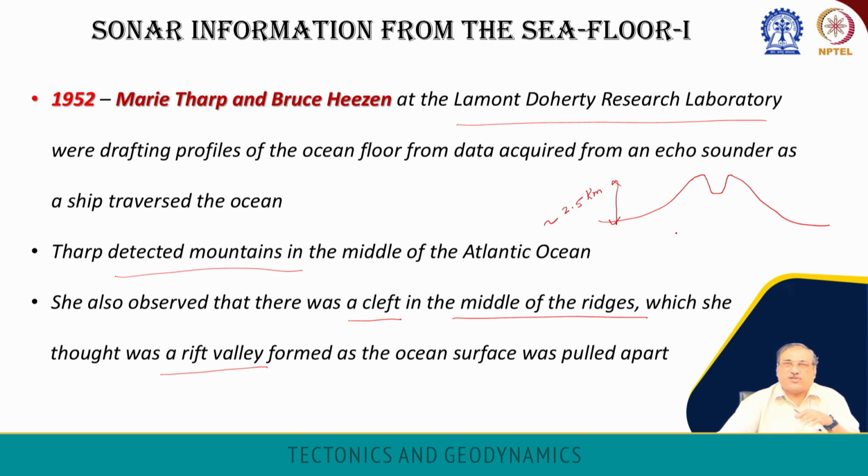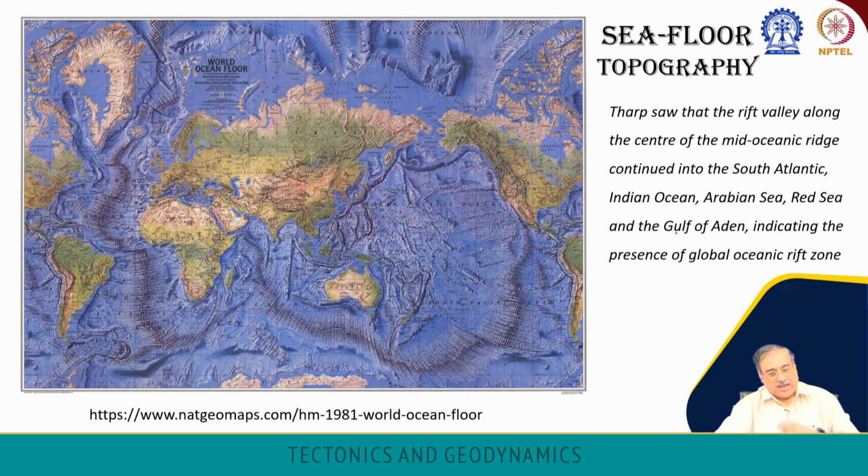Now, what Marie Tharp was saying at that particular time was revolutionary, because she was trying to say that the middle of the oceans were not passive, they were extremely active entities. Now, through the ages, she was given this task, and she did this very, very diligently. This is a map that was prepared by her and was ultimately published by the National Geographic in 1981.